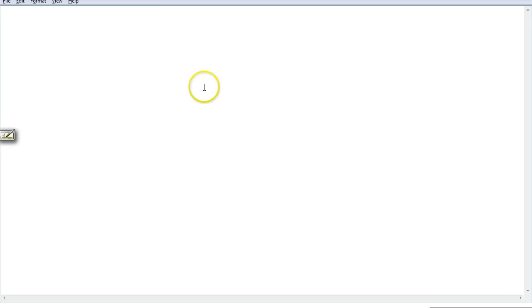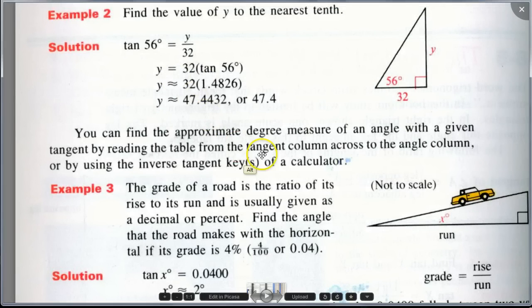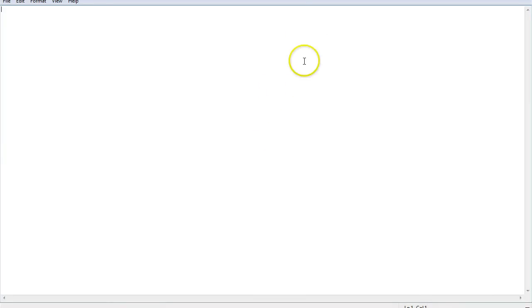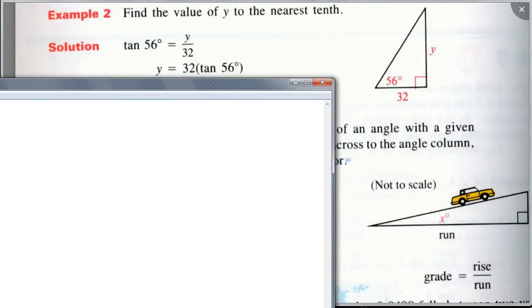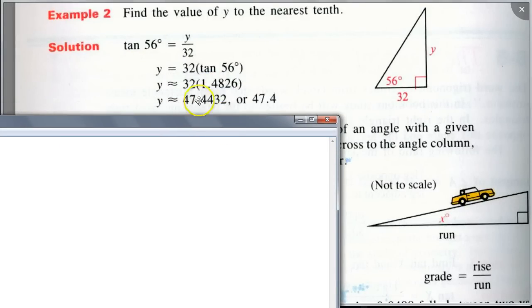I want you to circle this answer right here on your homework: y equals 32 times tangent of 56 in parentheses. You need parentheses around tangent of 56 because that's some number, isn't it? So I want you to circle that. That's your exact answer. And what's your approximate answer? Well, you punch it into your calculator. You get 47.4, because they say to round to the nearest tenth.